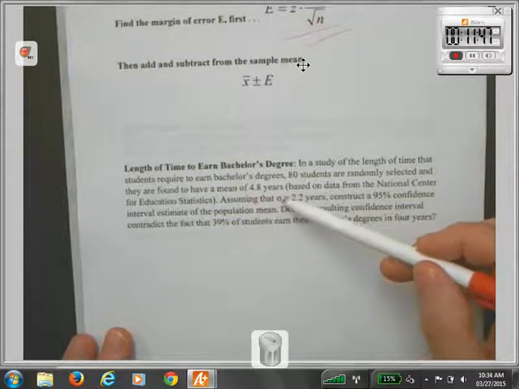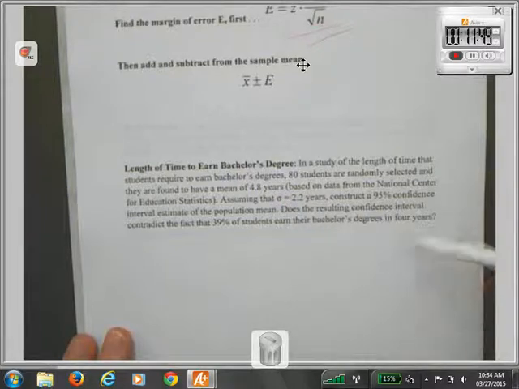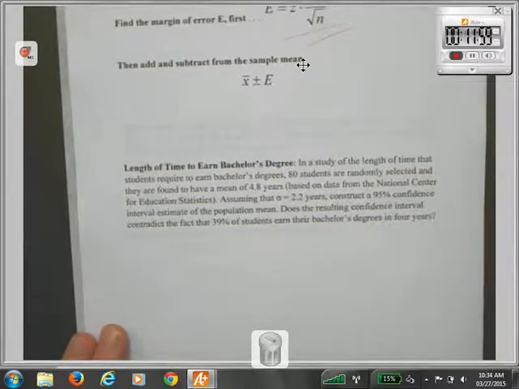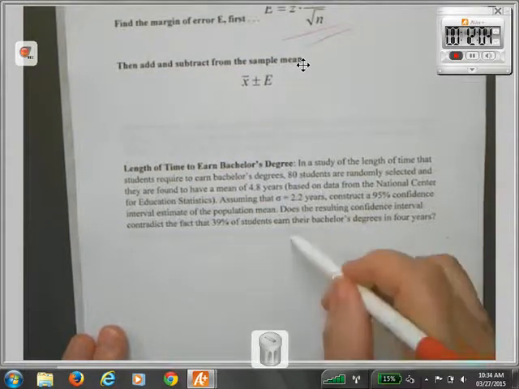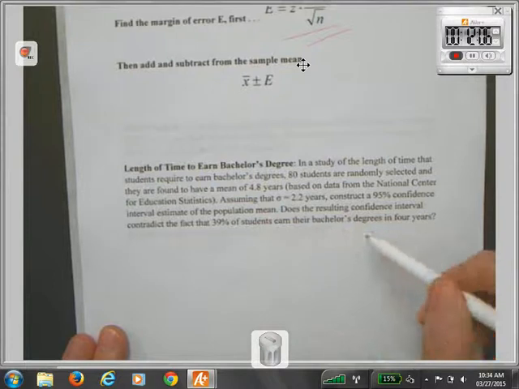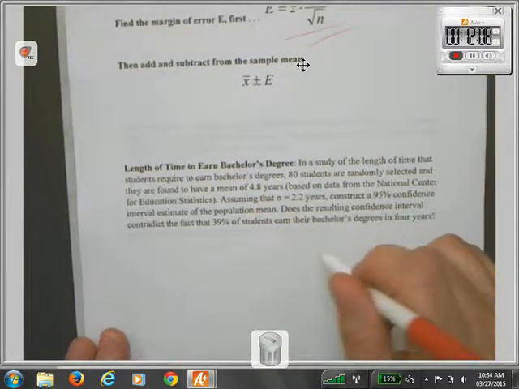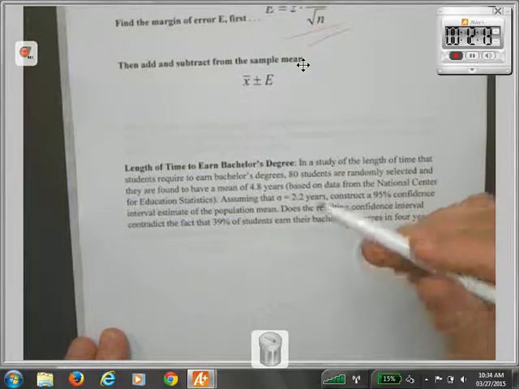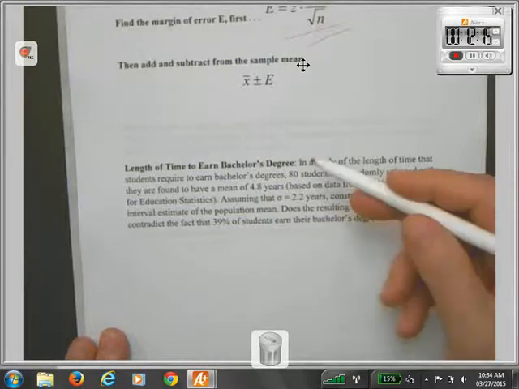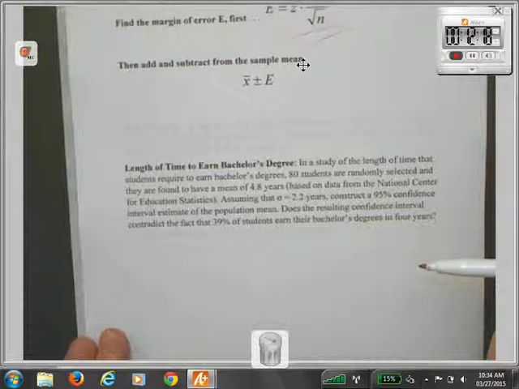Assuming that the standard deviation is 2.2 years, we are going to construct the 95% confidence interval for the population mean. Does the resulting confidence interval contradict the fact that 39% of students earn their bachelor degrees in 4 years? Okay, so I'm going to leave this last question for later, because our confidence interval is going to answer that question. But the first thing that we're going to do, and you know that when you have these questions, sometimes there are multiple things they want you to do within the question. So the first thing that we're going to do is create this confidence interval.